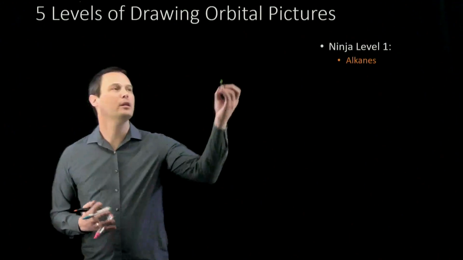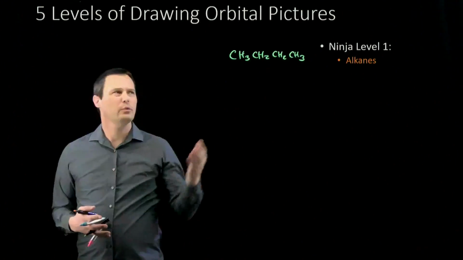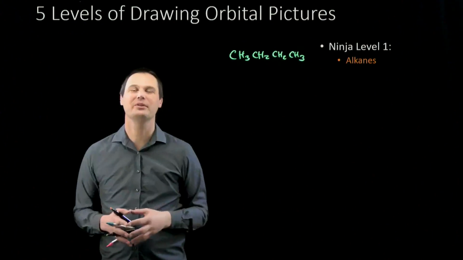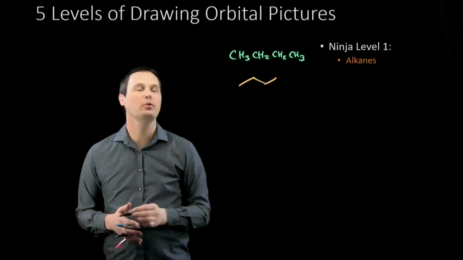If we look at a molecule, we'll start with just a regular alkane. This alkane is 4 carbons long, but it really wouldn't matter how many carbons. Alkanes are fairly simple to draw in orbital pictures. The first thing we can do is look at this molecule in a line angle structure. With 4 carbons, it would be a fairly straightforward line angle structure.